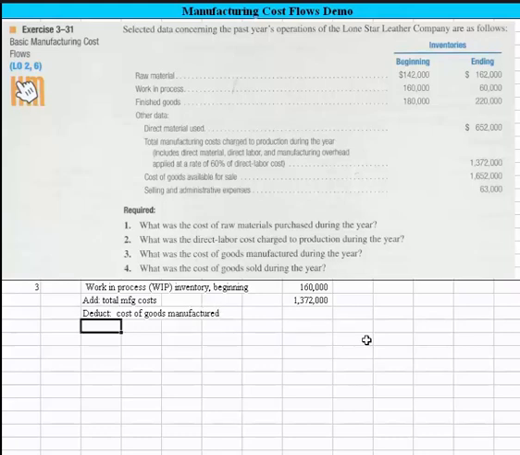This is how we would compute it. Now, we don't know that. That's what we're trying to solve. And the end of that would get us work in process for ending inventory. I'm going to solve this one sort of like we did on part A. And we know the work in process ending inventory is 60,000, right?